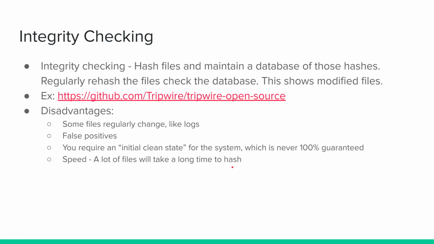There's integrity checking, which has existed for quite a while and can be a fairly effective technique. So you would maybe hash all of the files in a file system or a subset of the files, and you store those hashes in a database. And then you regularly rehash all your files and you check them against the hashes stored in that database. If the hashes that I just took differ from the hashes in the database, then I know that the file's changed.